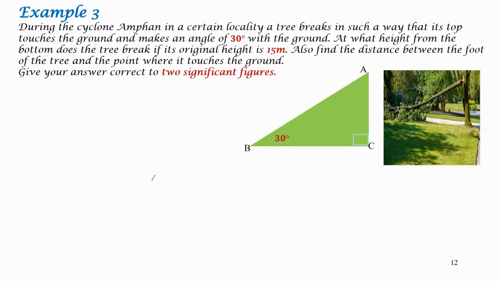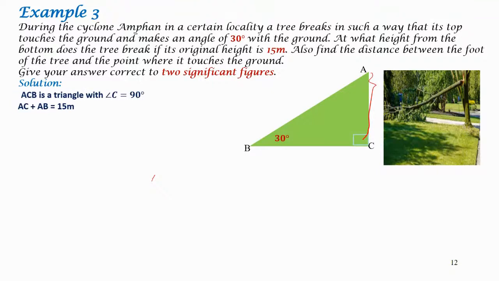Now let us solve it out. Now what are the things we need to find out? We have to find at what height from the ground it has broken. That means this AC I need to find out. Sorry. And we need to find out our AB. So therefore, we proceed to do it.